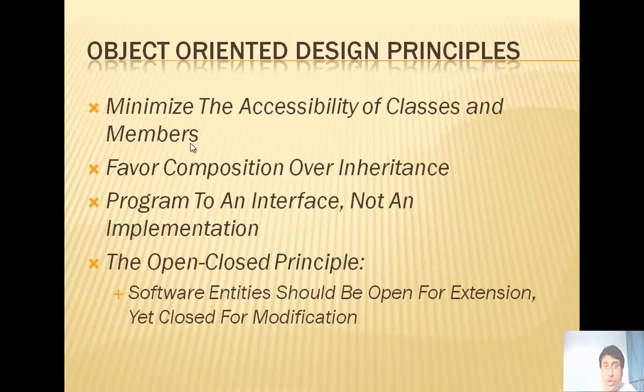Favor composition over inheritance. What it is telling is we should prefer composition in general more than inheritance. In composition, you know that one object or one class can contain other classes or objects as its internal members. So that is composition. Composition is kind of a has-a relationship. And in inheritance, you can inherit another class, a base class, and you become the subclass. So you just extend the properties and methods of the base class.